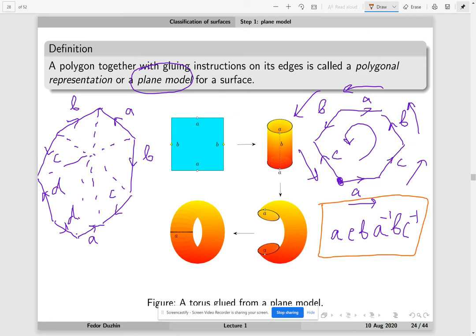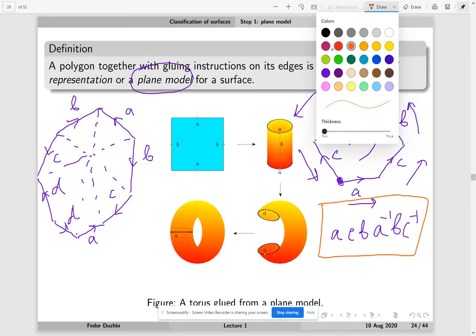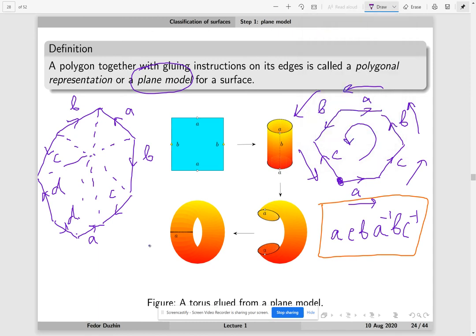So if we have a plane model represented as a picture, we can always encode it as a sequence of letters, and some of them with inverses. So like here, if we start from here, we will get A, B, A inverse, B inverse, and so on, right? So every plane model can be encoded as a sequence of letters and inverses.